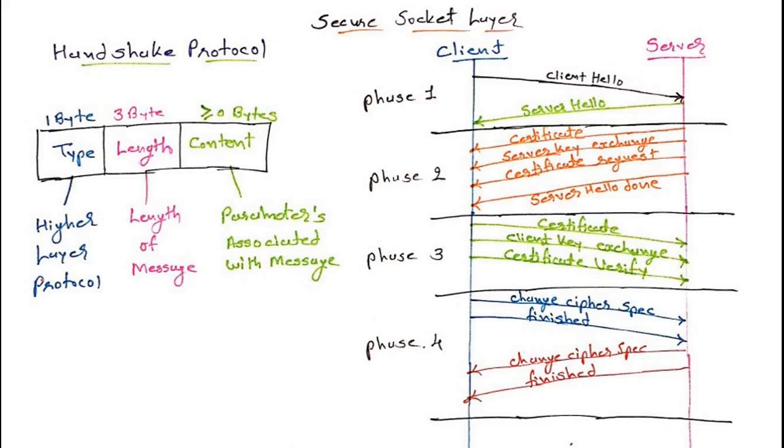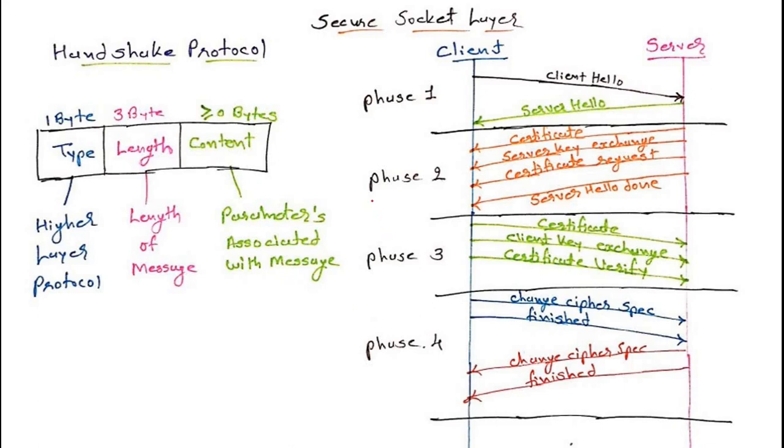So type is a higher layer protocol. Whenever the handshake protocol is done, it will be handed over to the upper layer, like a layered architecture. Then in terms of length, it carries the length of the message, how long the data packet is. And in terms of content, there are parameters associated with the message.